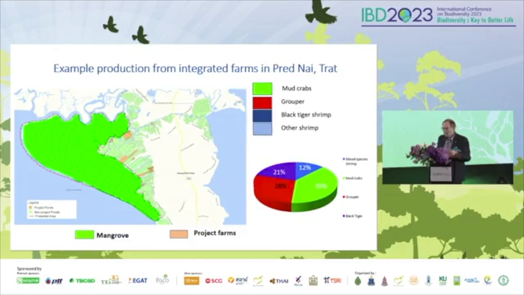Similarly in Trat, here the farmers had the benefit of a much wider protection area of mangrove outside the shrimp ponds, but again, the income that was generated by mud crab was way ahead of the other species. But notice that grouper was second highest in income. Again, a very high value species, closely associated with mangrove, that was clearly benefiting from the outer zone of mangrove in Pred Nai.